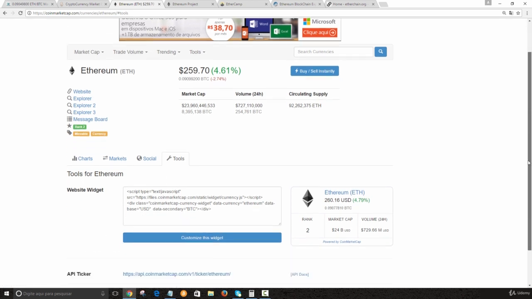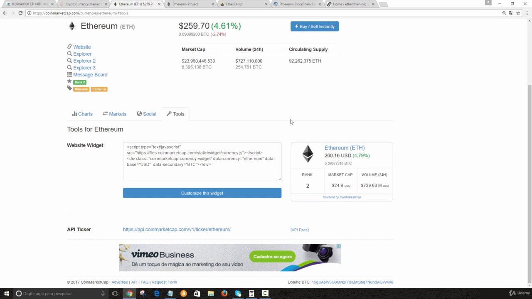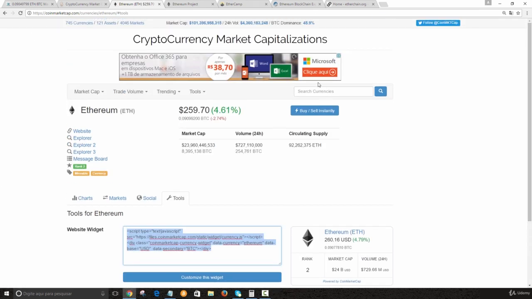So in the end here, we also have some tools. This little table here, if you want to have it on your website and you're a web designer, a webmaster, you can copy this code or you can also customize this widget. So now I believe you understood why we call Coinmarketcap our mother website. You also understand the greatness of all the information inside this website. So once again, I'll tell you, there are other websites similar to Coinmarketcap, but none of them as complete or as simple to display and provide all this information to you.